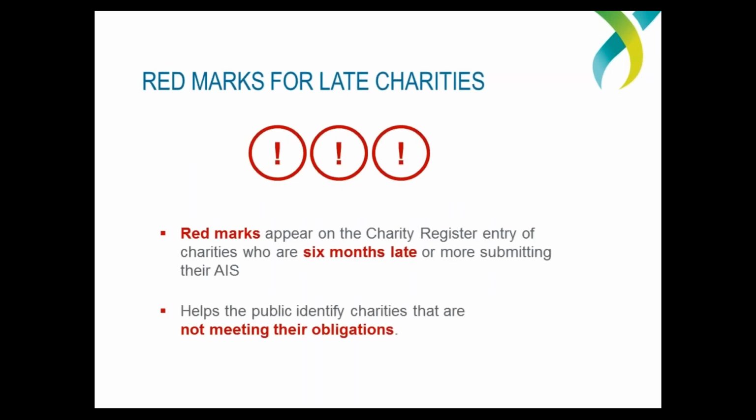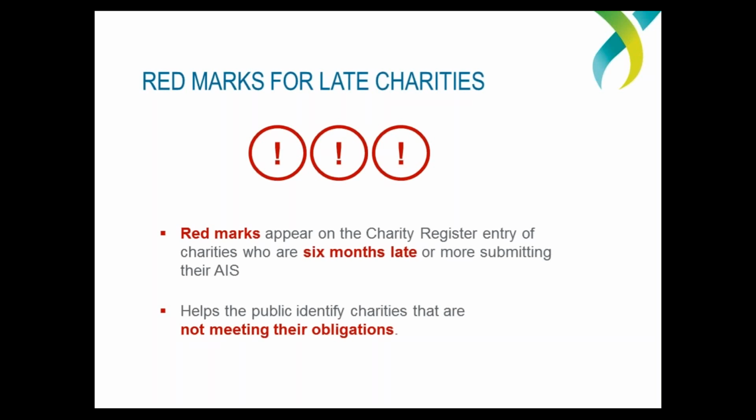So that statement we referred to will take the form of a red mark. So if your AIS becomes overdue by a considerable amount of time, we can put a red mark next to your charity's entry on the ACNC charity register. So this red mark just tells those who view your record on the register that your charity's AIS is more than 6 months overdue.